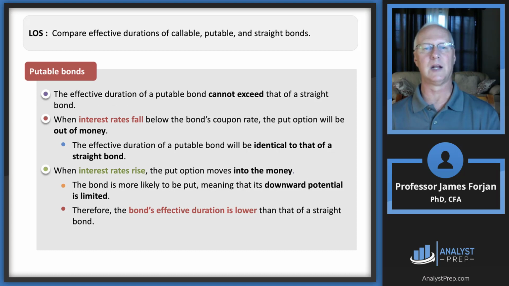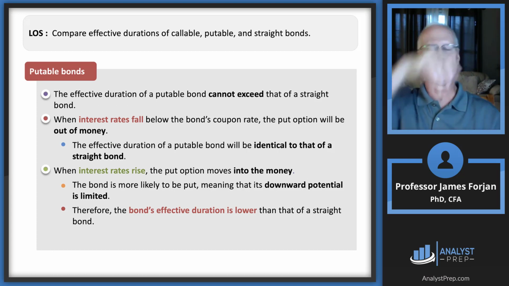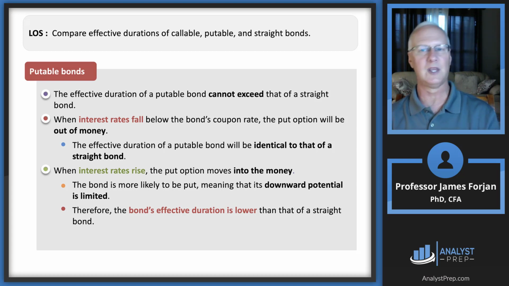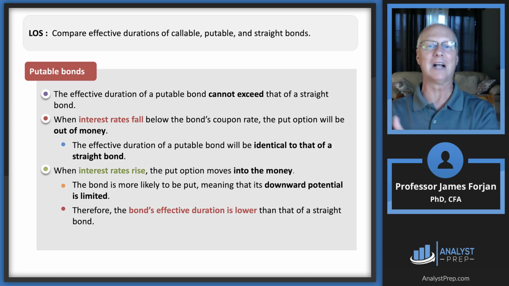Well, this is identical to what we just did, but we're going to just switch this around. Effective duration of a putable bond cannot exceed that of a straight bond. That makes perfect sense. But now we're doing the backwards stuff here. When interest rates fall below the bond's coupon rate, the put option is out of the money, and the putable bond acts like an option-free bond, so their effective durations are probably going to be extremely similar, if not identical.